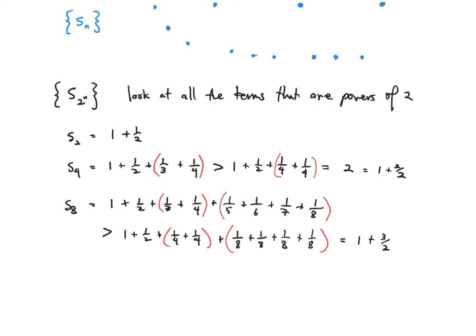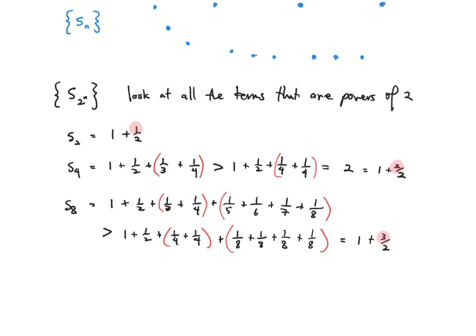So what is the pattern that I would like you to see? Well, look, S2 is 1 plus 1/2. S4 is 1 plus 2/2. S8 is 1 plus 3/2. I hope you can see this pattern. Let me highlight it over here. That numerator is steadily increasing by 1.